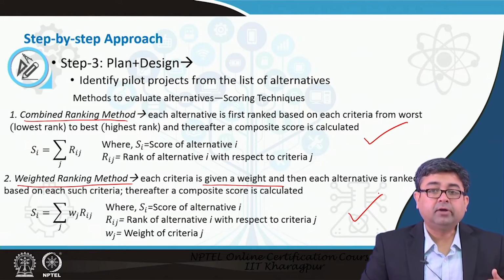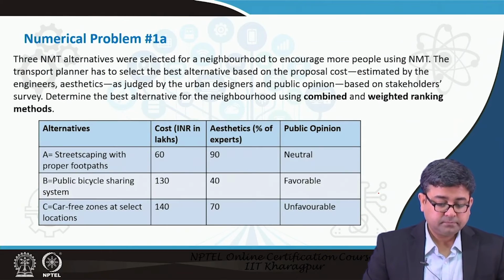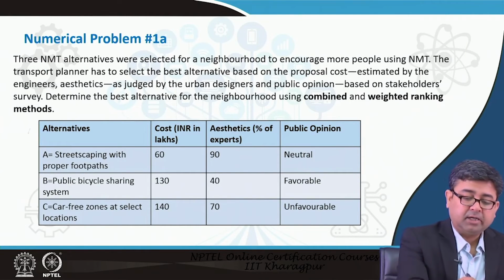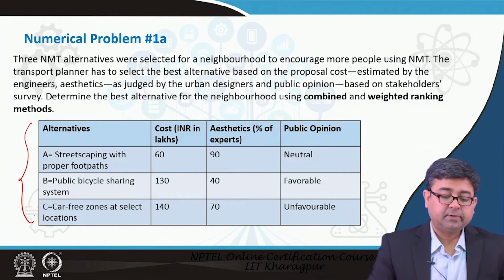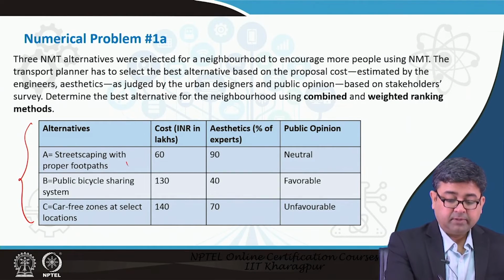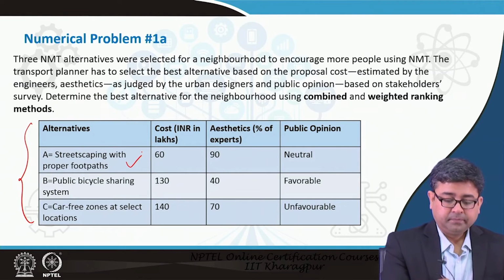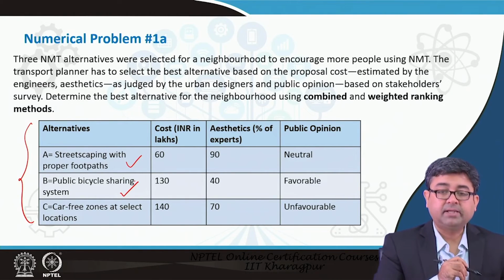So, these are all different tools that allow you to rank different alternatives, and then you can pick the best alternative to implement. For example, we have given you 3 NMT alternatives. First is streetscaping with proper footpaths, that is your alternative A. Second, maybe you want to implement a public bicycle sharing system, that may be a project you are looking at.